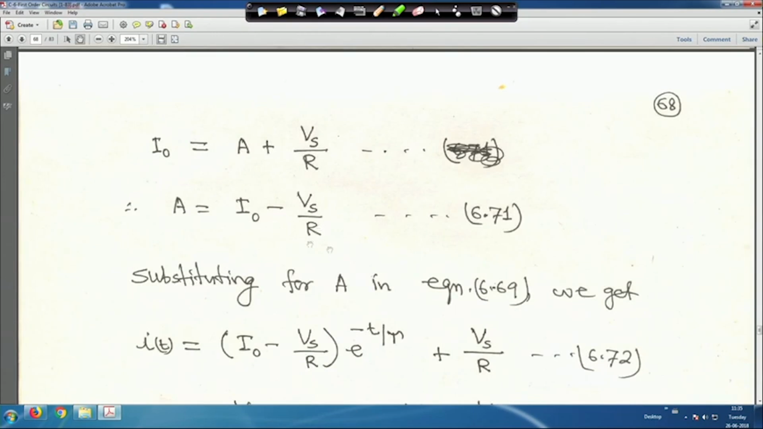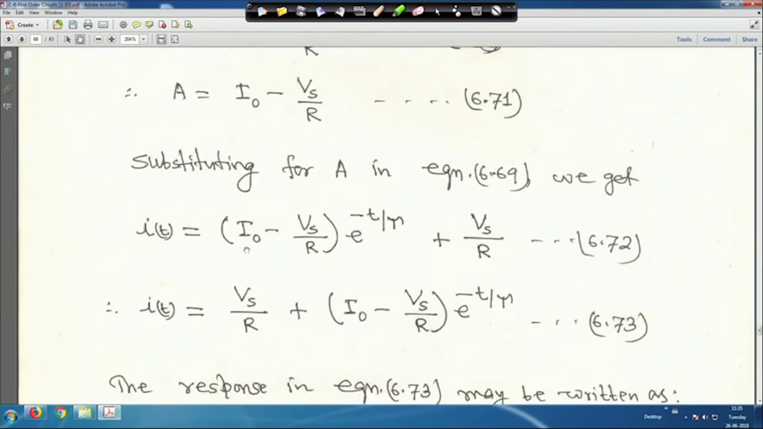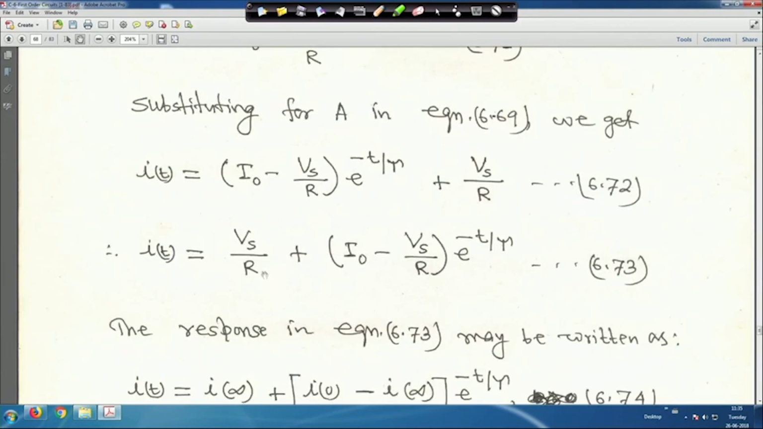This A value, input it in equation 69, then you will get I(t) is equal to (I0 minus Vs upon R) e to the power minus t by tau plus Vs upon R. This is equation 72. Therefore, I(t) is equal to, this term writing first, Vs upon R plus (I0 minus Vs upon R) e to the power minus t upon tau, right.